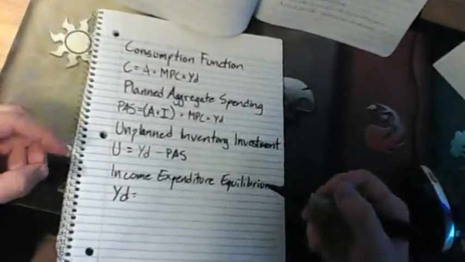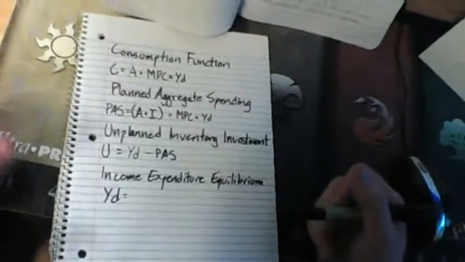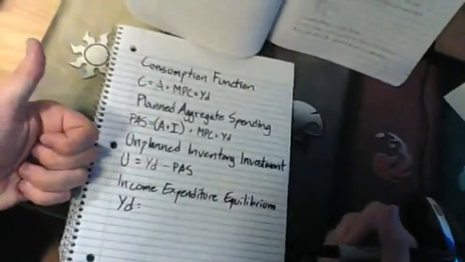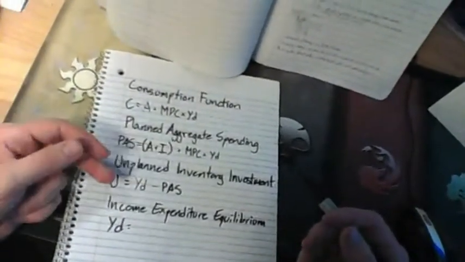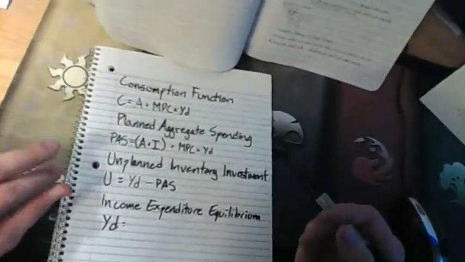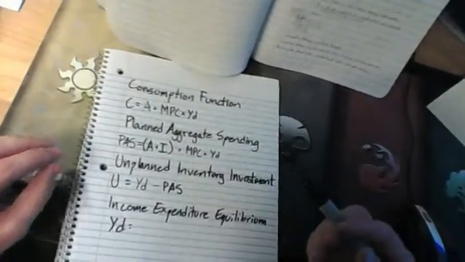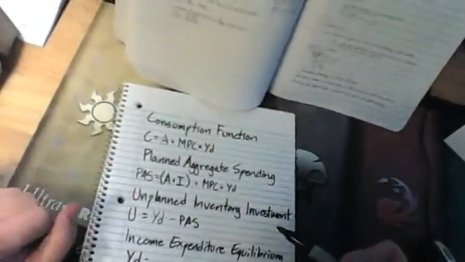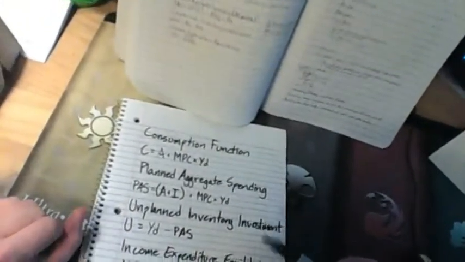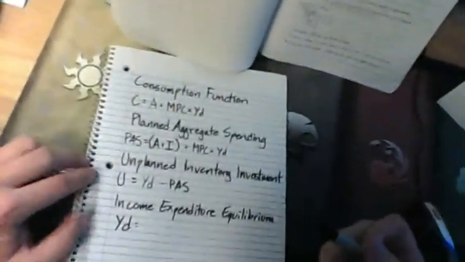Finally, we have the income expenditure equilibrium. This is where we try to figure out, given our autonomous spending, our investment, and our marginal propensity to consume, where our real GDP and our planned aggregate spending will intersect, meaning that the unplanned inventory investment is going to be equal to 0.